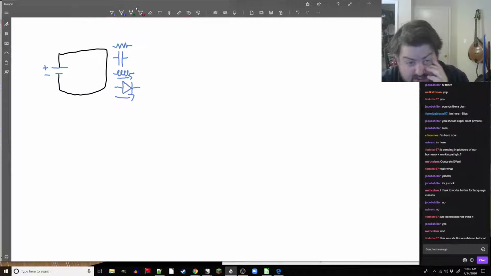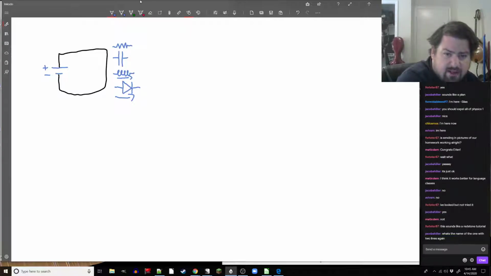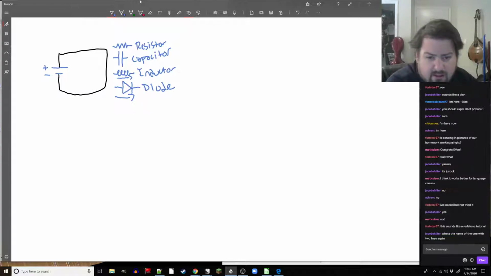So in this example, we have this circuit here with two lines. This one here. I'll write the names. Why shouldn't I? Capacitor, inductor, diode. And then there's other things like switches. You might have a switch. Trying to think of other elements you might see in circuits.